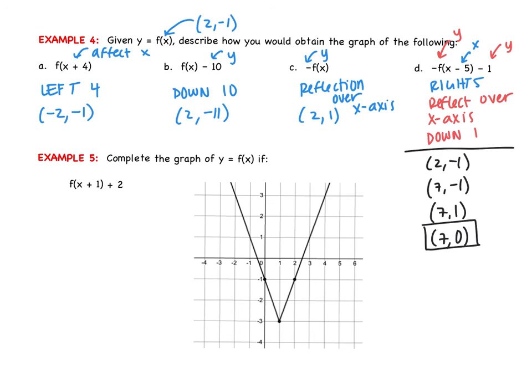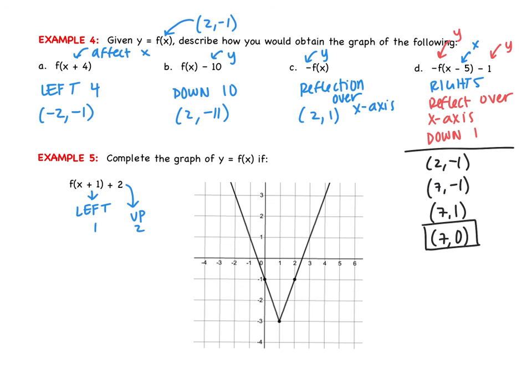Okay, anybody volunteer? What is that x + 1 going to do? Left 1, up 2. Okay, this will move us opposite of what we think it should be. So it's going to be left 1. That 2 is going to be up 2. So we have on our graph 3 points. That's how you're going to move them.